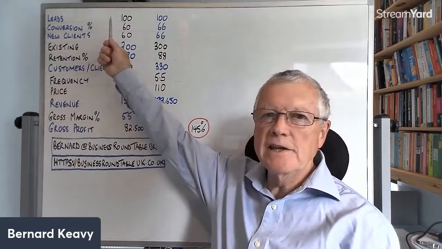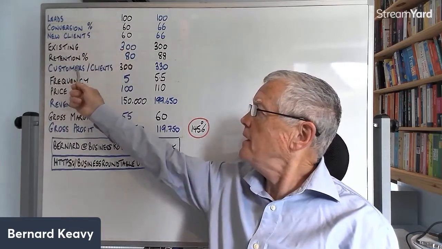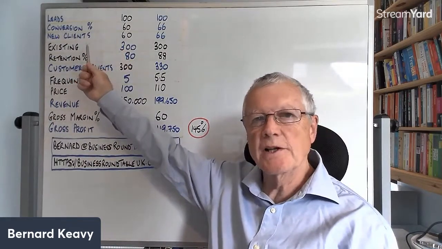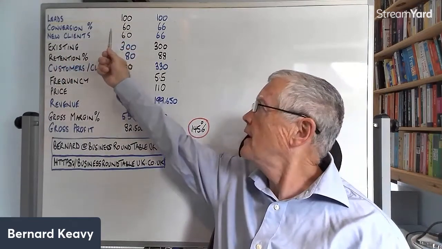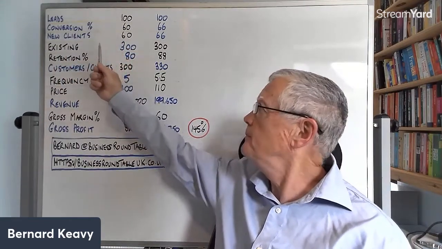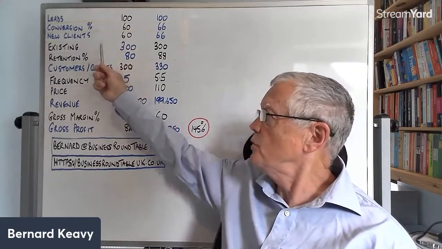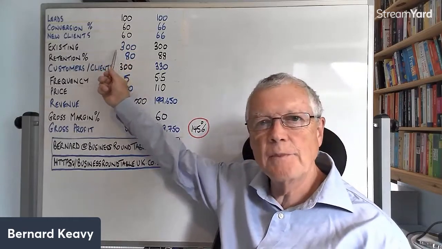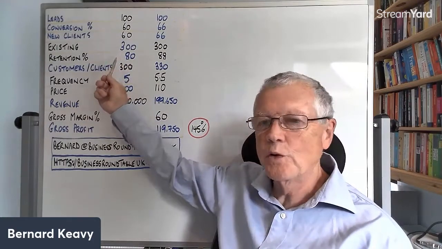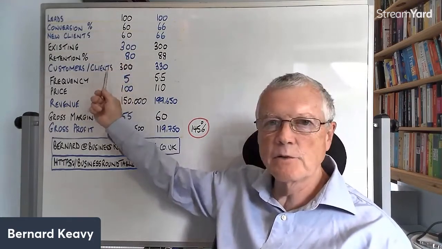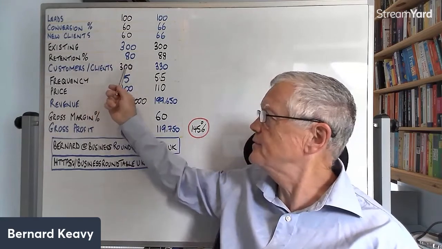We know how many leads we generate and we know how many existing customers or clients we've got from the previous year. So if we generated 100 leads and had a 60% conversion rate, we'd end up with 60 new customers or clients. And if we had 300 from last year and we had an 80% retention rate, that would be 240. And if you add the two together, our total number of customers or clients is 300.